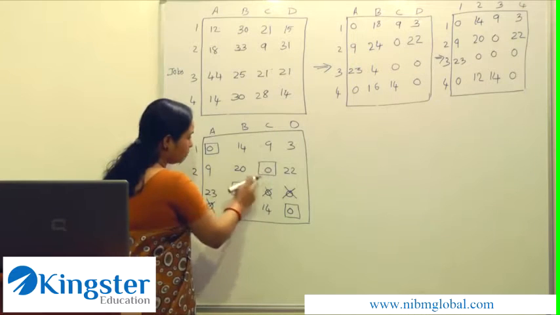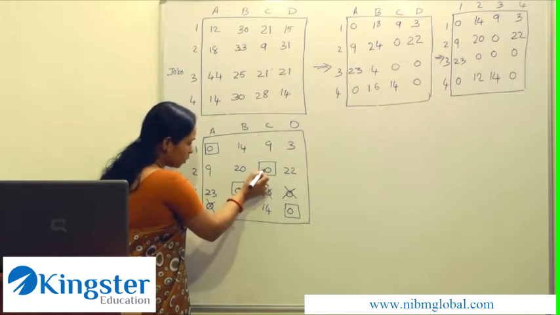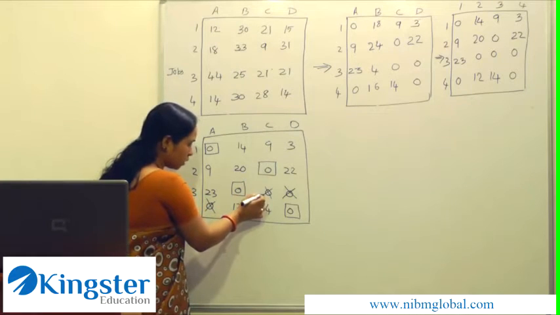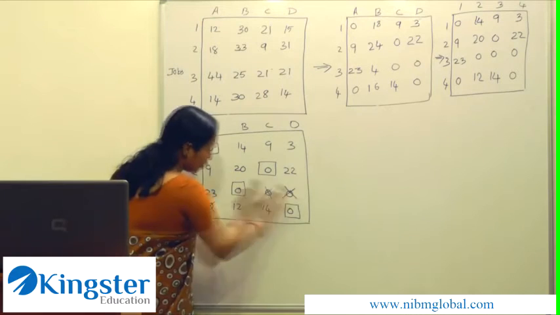Now consider the next column. We have no zeros left. One 0 is assigned and the other 0 is crossed out. Move to the next column. Here also we have no zeros left.